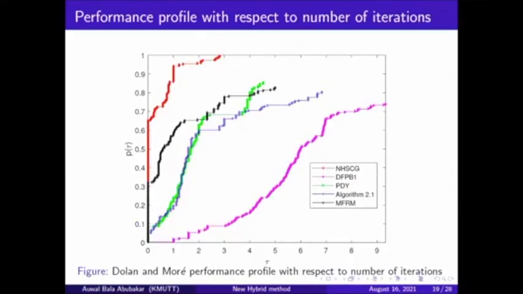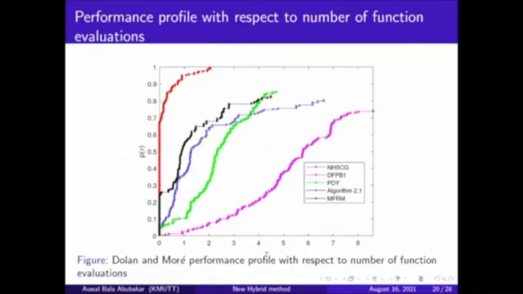So this is the first comparison of Dolan and Moré with respect to the number of iterations. You can see we have 5 algorithms: the proposed algorithm, which is called NHSCG, New Hybrid Spectral Conjugate Gradient Method, and the 4 algorithms compared with. You can see that the new hybrid method performs better. If you look at the y-axis, it has almost 70% success in terms of number of iterations, meaning it has the fewest iterations in almost 70% of the problems considered compared to the other algorithms.